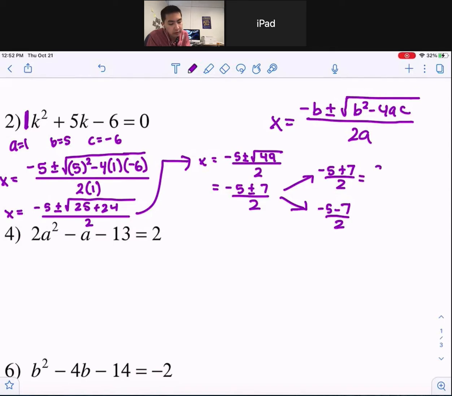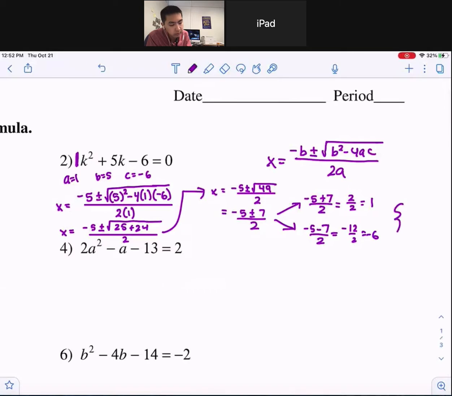Negative 5 plus 7 is 2 over 2, which is 1. Negative 5 minus 7 is negative 12 all over 2, which is negative 6. So your answers are 1 and negative 6. It does not matter what order it's in, because those brackets represent that there are two solutions.